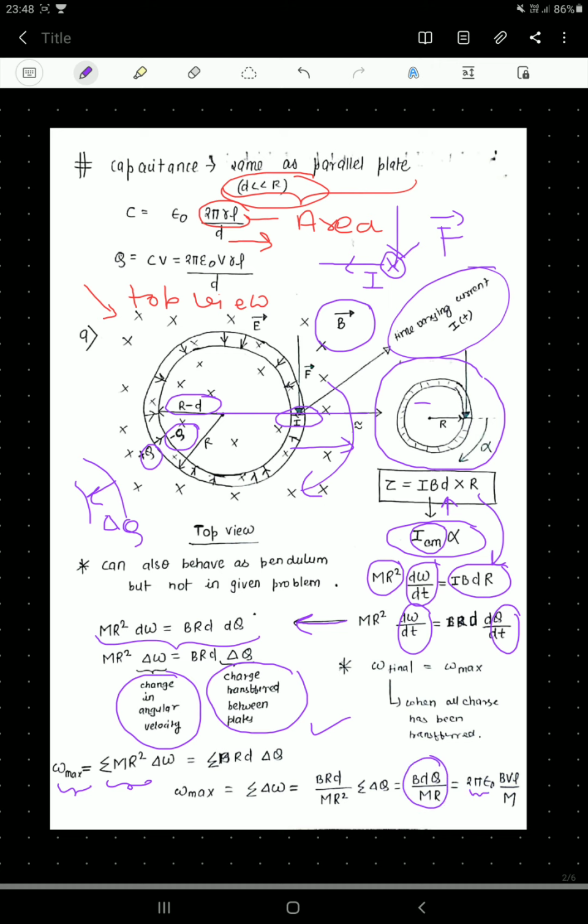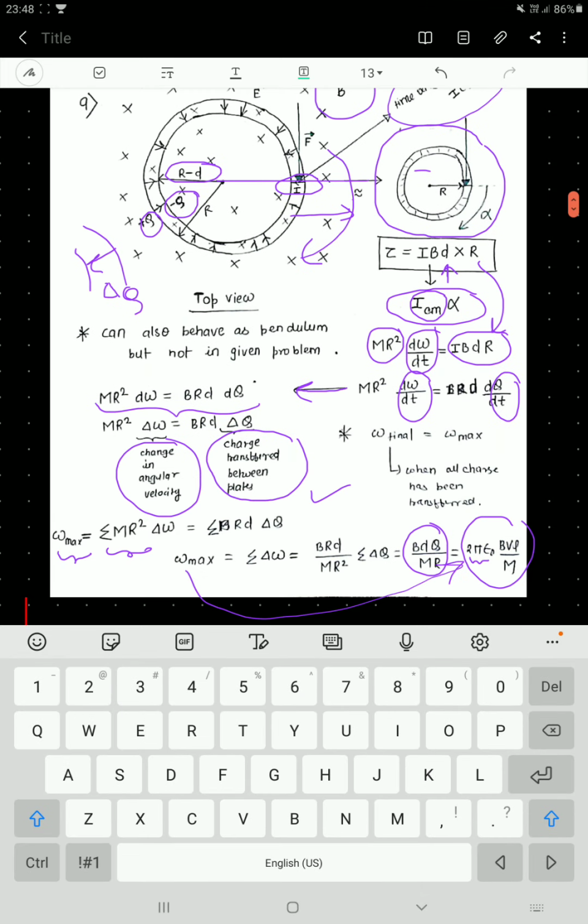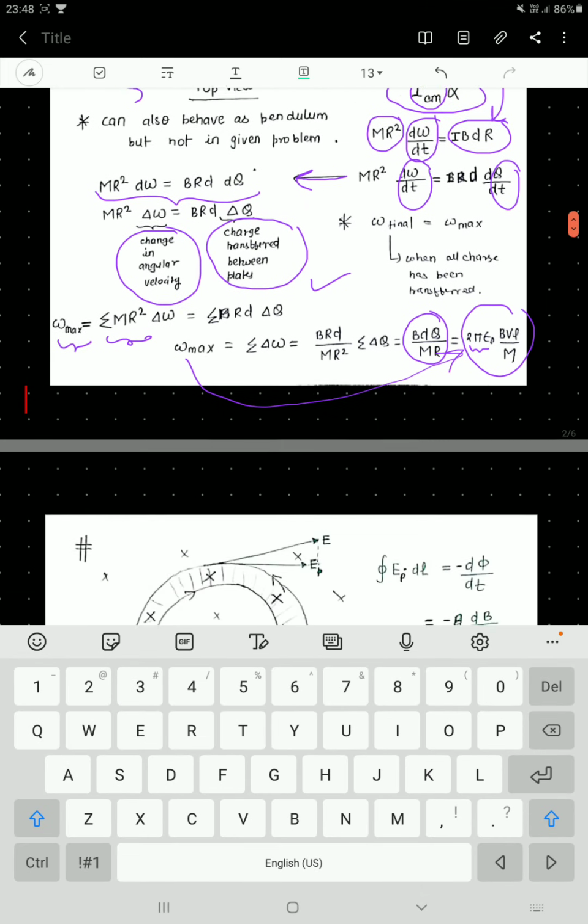Now q can be taken from here, and this can be written as 2 pi epsilon naught B v l by m. Now we find the value of omega: the cylinder will start rotating about its axis with an omega, and the maximum value that omega can reach is 2 pi epsilon naught B v l by r. Now let us see the second part of the problem.